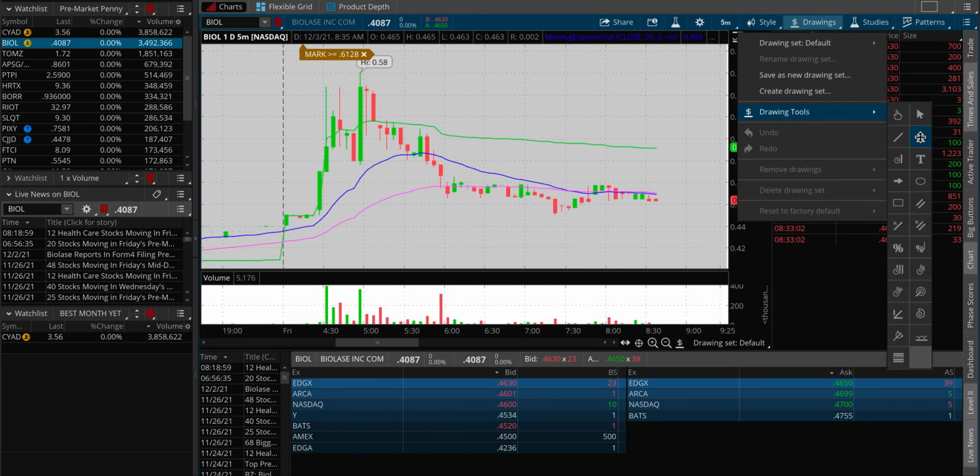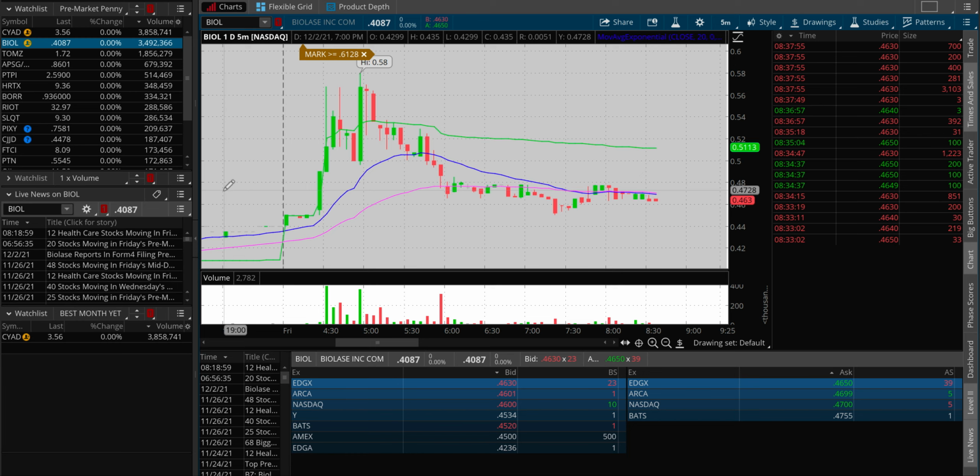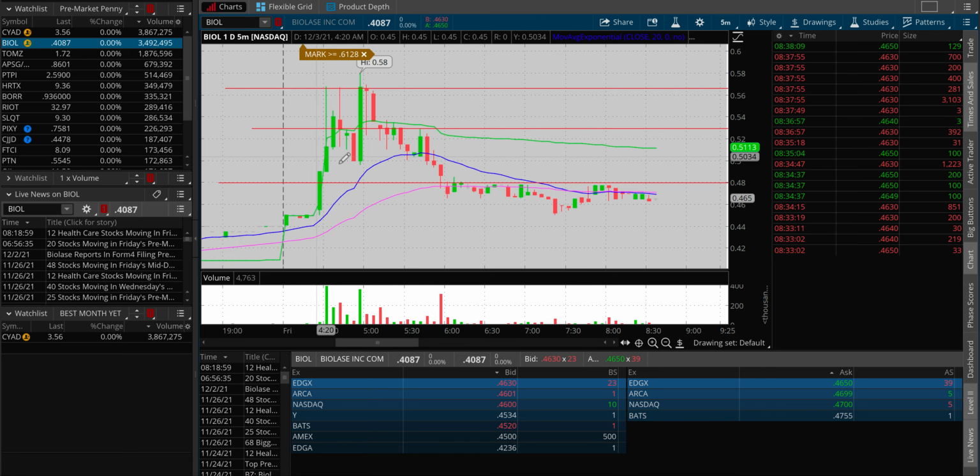I don't like this one. It's too cheap. This is BIOL. It's too cheap for me. It's trading in the 50 cents range. I have traded the stock in the past when it used to be more expensive. So I know it's a big mover. I just don't like to trade this price range. But this would be sort of the key levels I would be looking at. It's also below all indicators now, so not interesting.